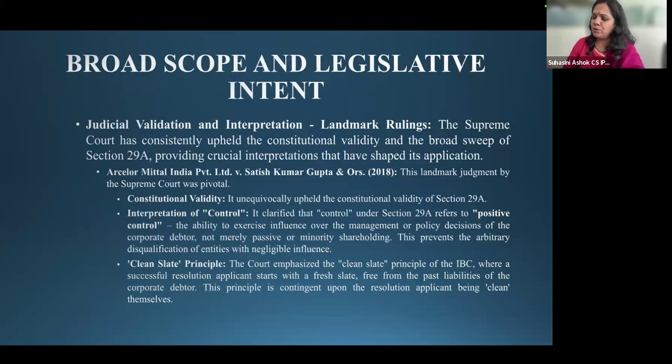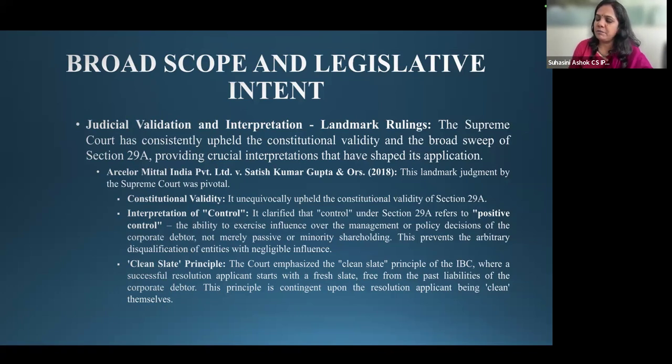So I'll just go through a few important aspects of Section 29A. There are many landmark orders in regard to Section 29A, because Section 29A acts as a deterrence against reckless conduct and against promoters who want to come through backdoor entry and again create stress in the market through their mismanagement.